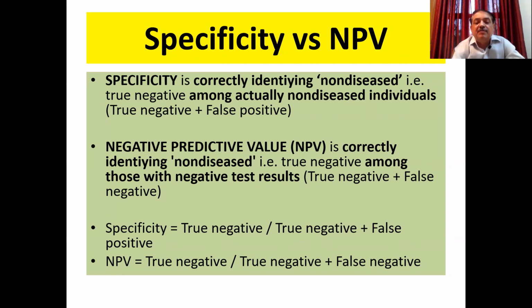But negative predictive value is about identifying the non-disease, that is true negative, among those with negative test results, whether it is true negative or false negative. So that is the difference. If you see the denominator, there is a difference in denominator. In specificity, true negative out of true negative and false positive, and in negative predictive value, NPV, it is true negative out of true negative and false negative.